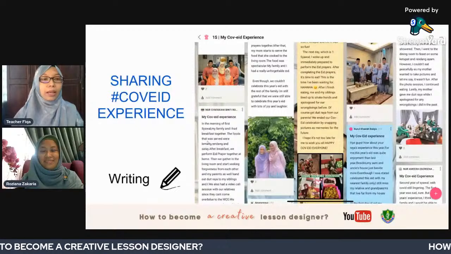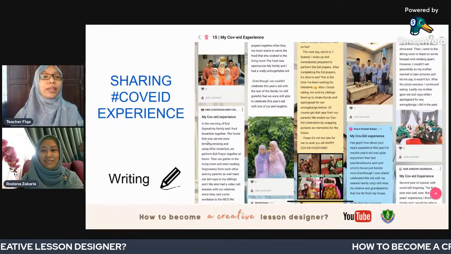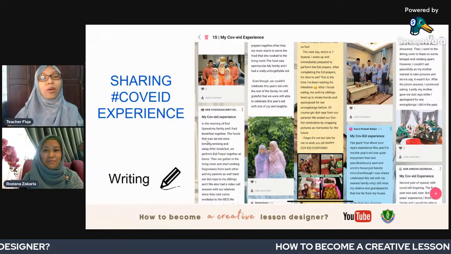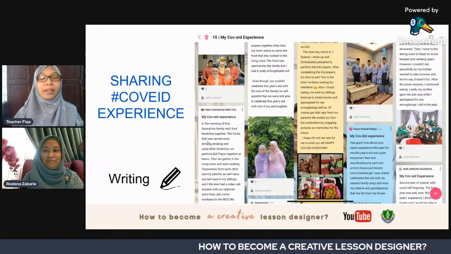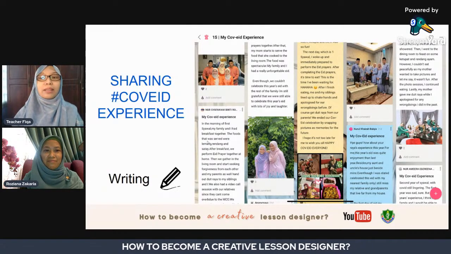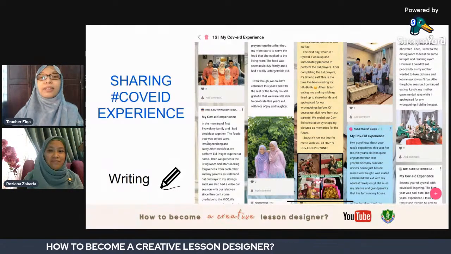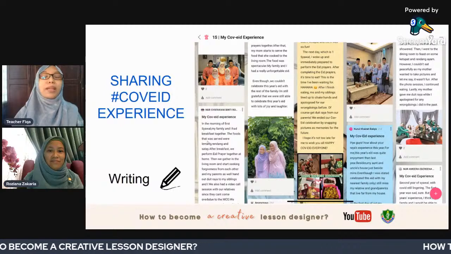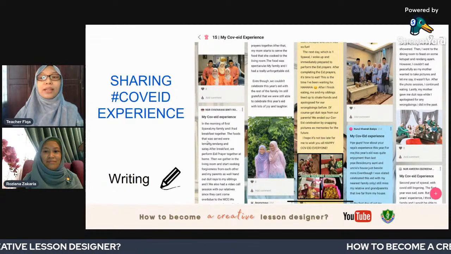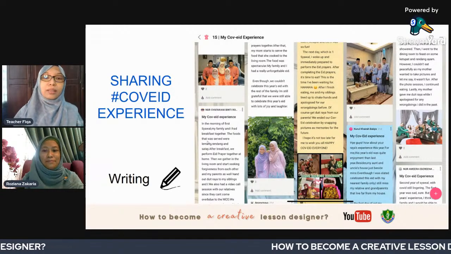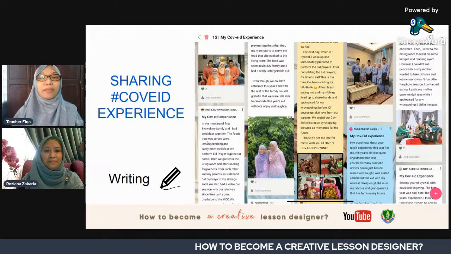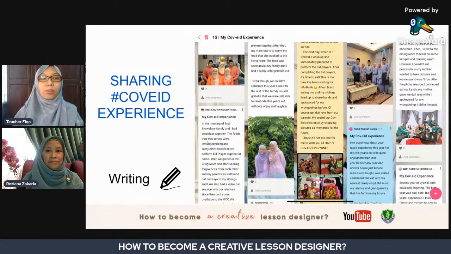So first off, as for the writing task, you can ask your learners to share about their COVID or Raya experience and share their Raya photos in Padlet. In a way, this can serve as a platform for a meaningful collection of pandemic stories. They can read each other's stories, write comments, and hit the favorite button on their friends' posts.